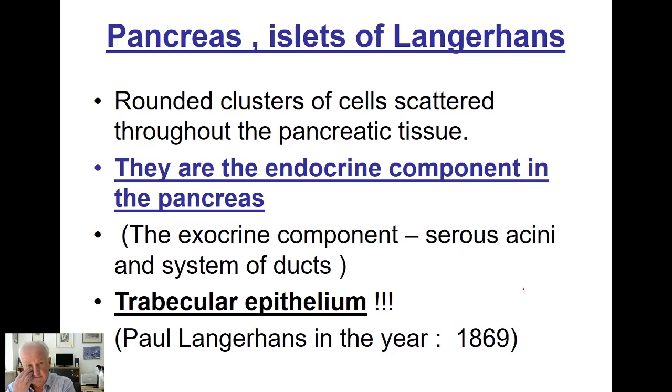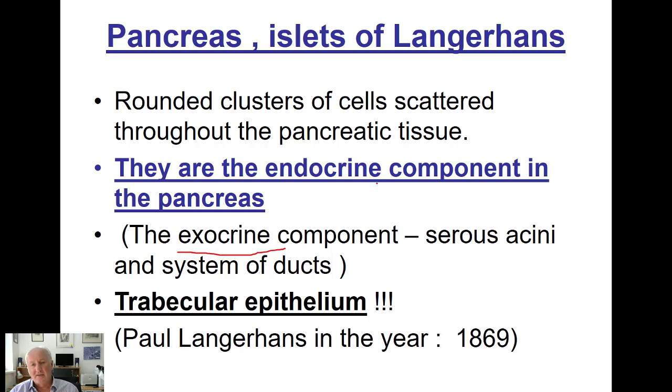And in the end, a few words about the pancreas. It has an exocrine component and an endocrine component. Exocrine we have seen on the slide already, because you remember, I hope, the serous cells lining the serous acini in this gland, and now the system of ducts: the intercalated ducts, then the interlobular ducts, and the main two ducts leading the secretion to the duodenum. This is the exocrine part of the pancreas.